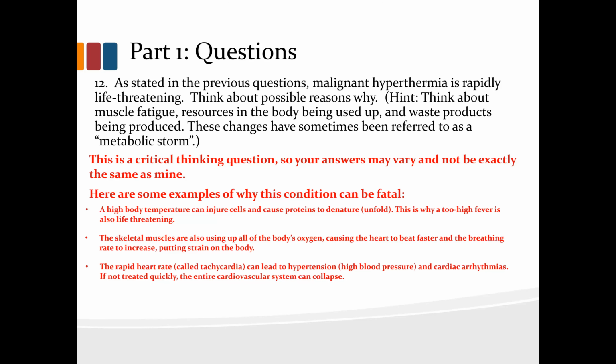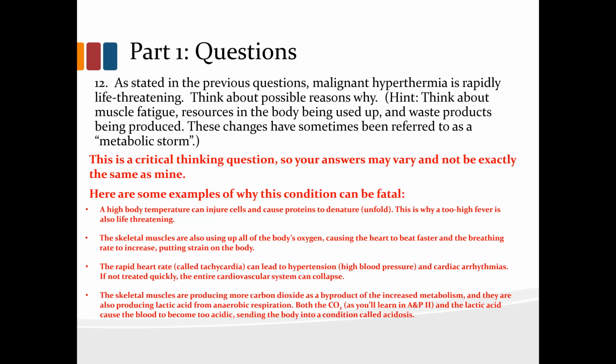The skeletal muscles are producing more carbon dioxide as a byproduct of the increased metabolism, and they're also producing lactic acid from the anaerobic respiration. And both the CO2, which you'll learn about in A&P2, and the lactic acid cause the blood to become too acidic, and this sends the body into a condition called acidosis, which you'll also cover in A&P2.